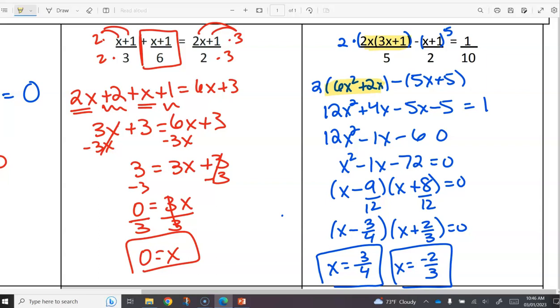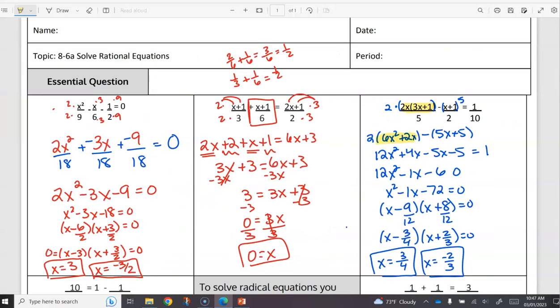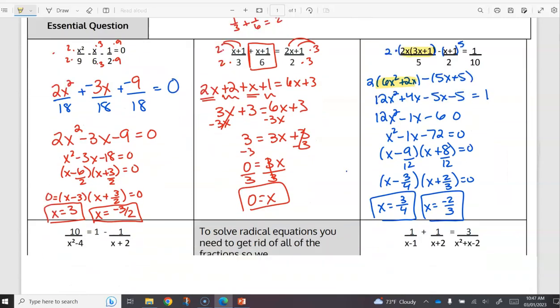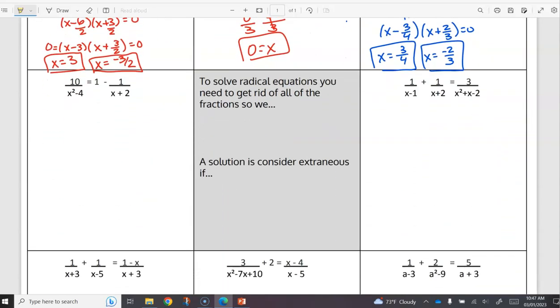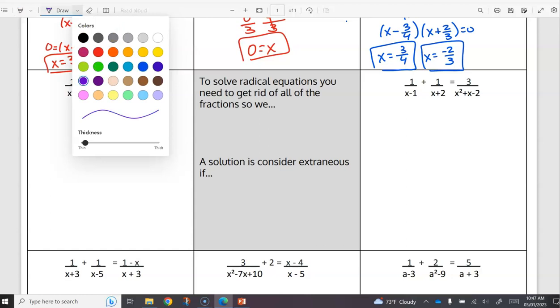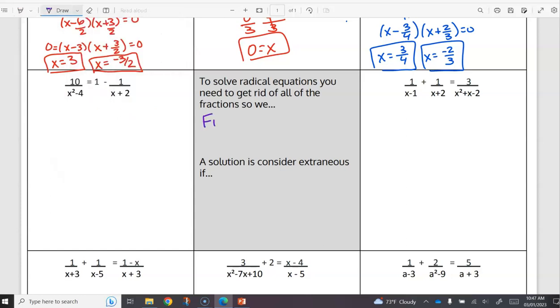Any other questions? Because now we're going to start putting x's in the bottom. So none of these had a domain restriction to worry about because it was just numbers, right? All right, so coming down here. To solve radical equations, we need to get rid of all the fractions. So what are we doing to make that happen? Yes. So we have to find the common denominator.